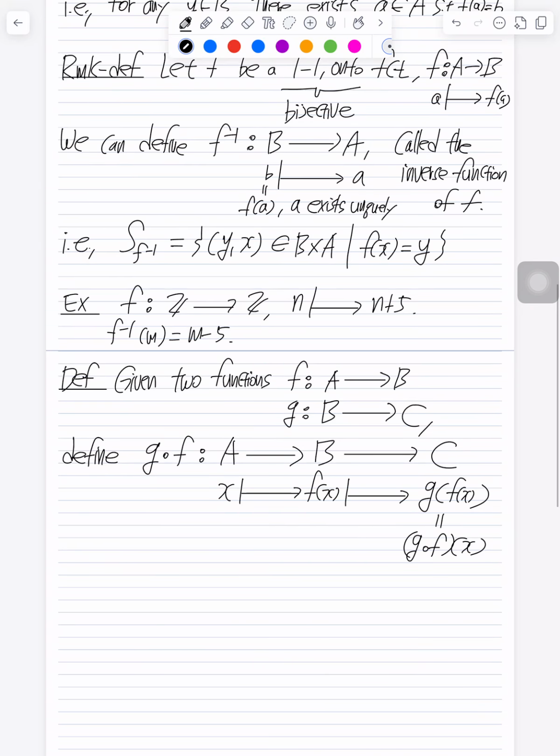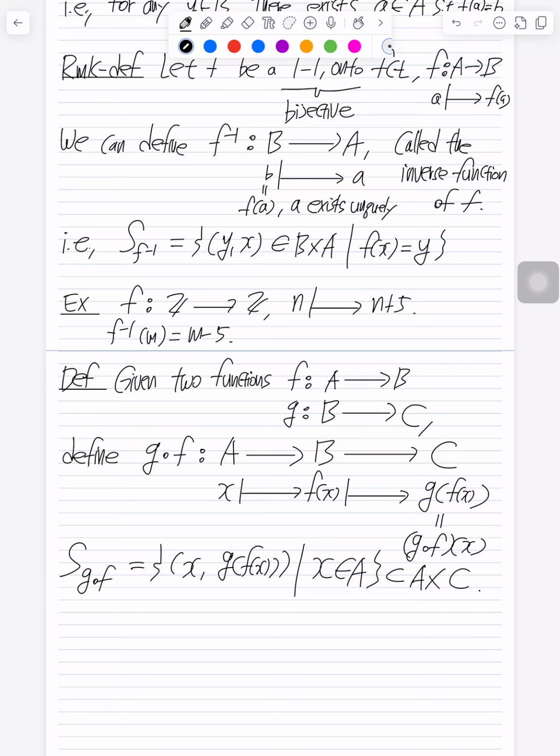In set notation, this can also be written as g circle f, which is the set of pairs x comma g of f of x, where x belongs to A. Of course, this is a subset of A cross C. From here we can describe several interesting functions as exercises.